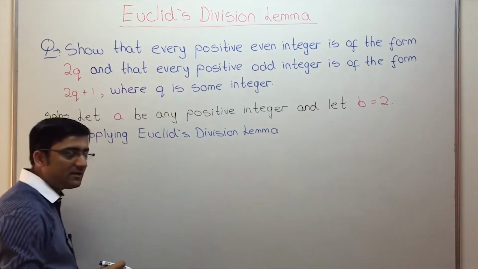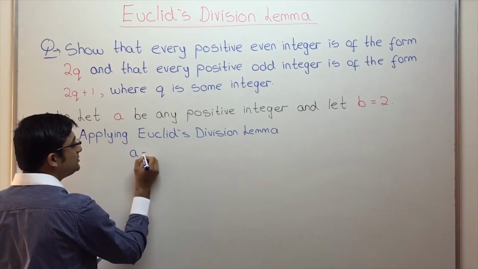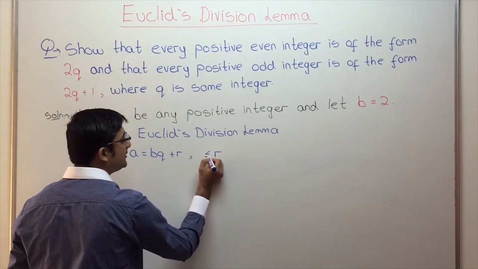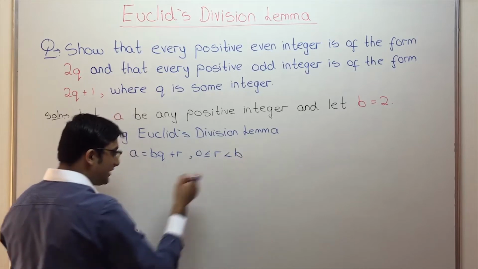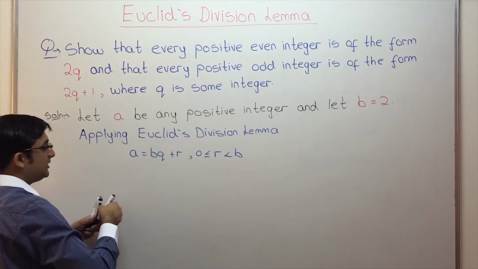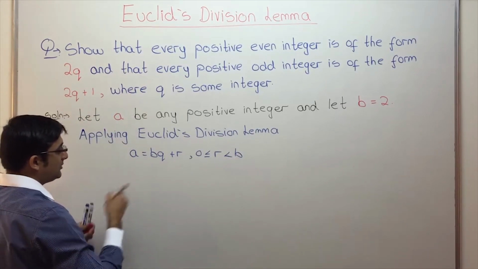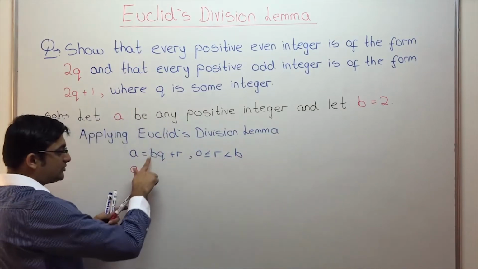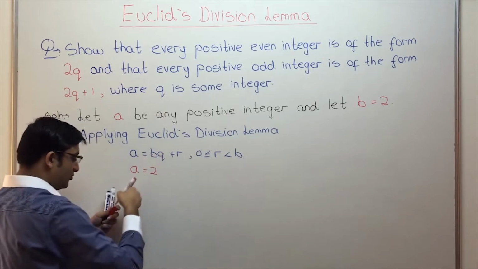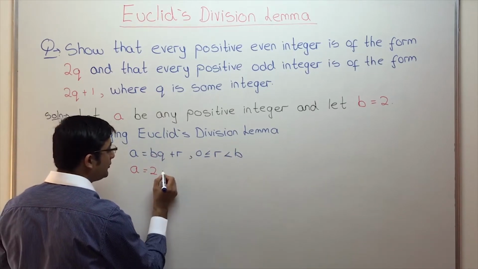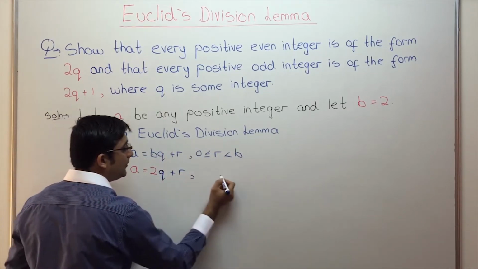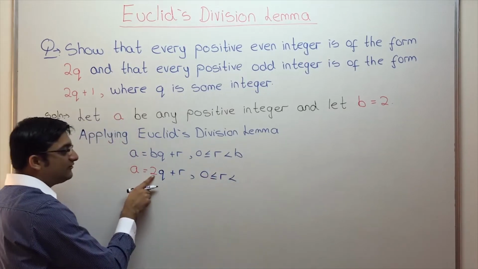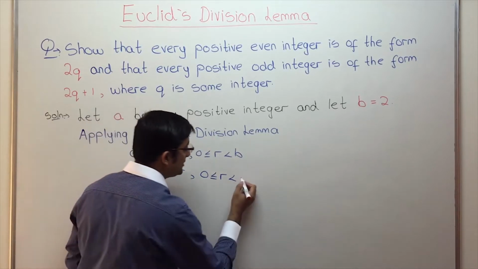What does Euclid's division lemma say? It says that a is equal to b into q plus r, where r is greater than or equal to 0 and less than b, right? So plug in the values. So here we have a. So a is equal to, what is b? It is 2. So instead of b, I'll write down 2 over here. Copy the remaining as it is. 2 into q plus r, where r is greater than or equal to 0 and less than b. What is the value of b? It is 2. So r is less than 2.